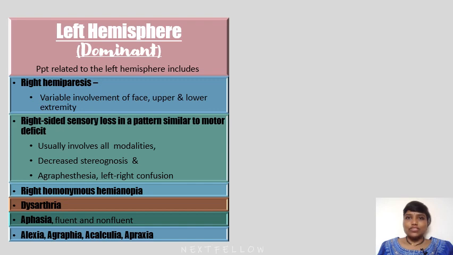What is word deafness? The patient is unable to interpret what we are saying, that is word deafness. In case of word blindness, the patient is not able to interpret what we are writing, that is word blindness. Because of these things, there will be alexia, agraphia and acalculia.